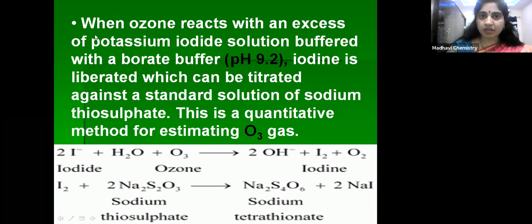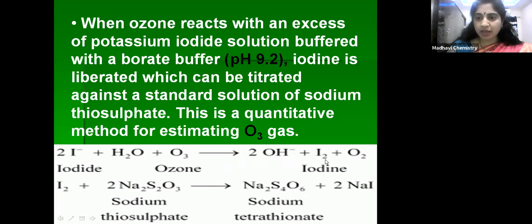Again I'm repeating, when ozone reacts with excess of potassium iodide solution buffered with a borate buffer, iodine is liberated, which can be titrated against a standard solution of sodium thiosulfate. This is a quantitative method for estimating O3 gas. Excess potassium iodide is taken, and when it reacts with ozone, it gives iodine: 2I⁻ + H2O + O3 gives 2OH⁻ + I2 + O2.